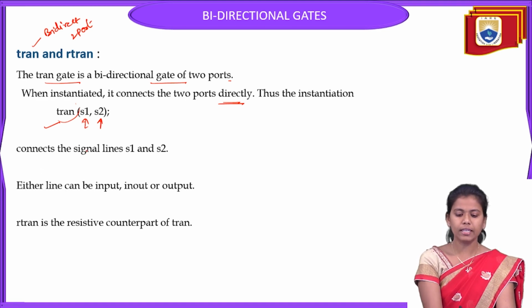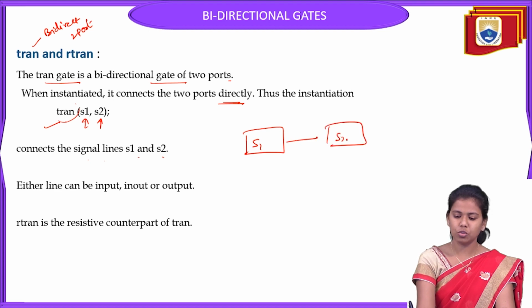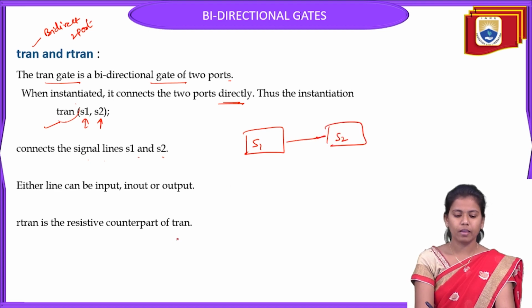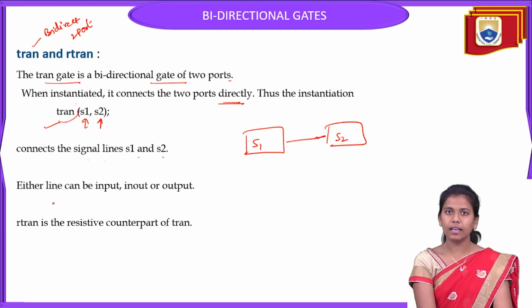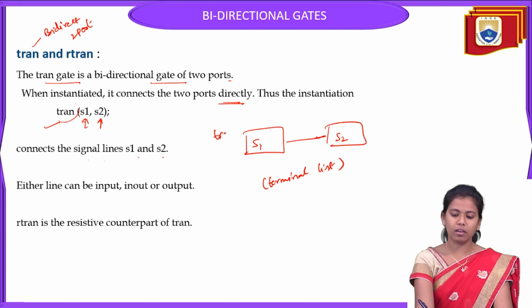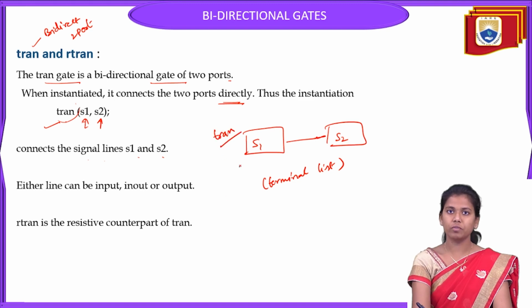So it connects the signal lines S1 and S2. This transistor is connecting the signal lines S1 and S2 directly. That means either line can be input, in-out or output. In the terminal list, when it comes to the instantiation of the Tran, the Tran is a bidirectional gate.